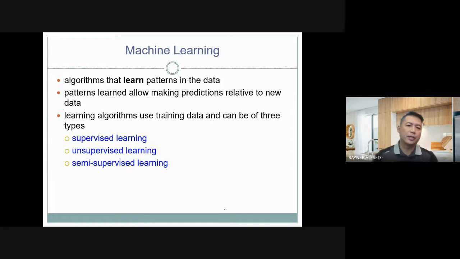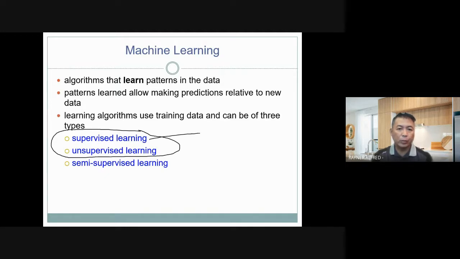Like I mentioned just now, we have a few types of machine learning algorithm. In this session, we will look into these two. Supervised learning means that we have some label that we can refer to. For unsupervised learning, we do not have any reference, so we just cluster them or divide them based on the content of each document.